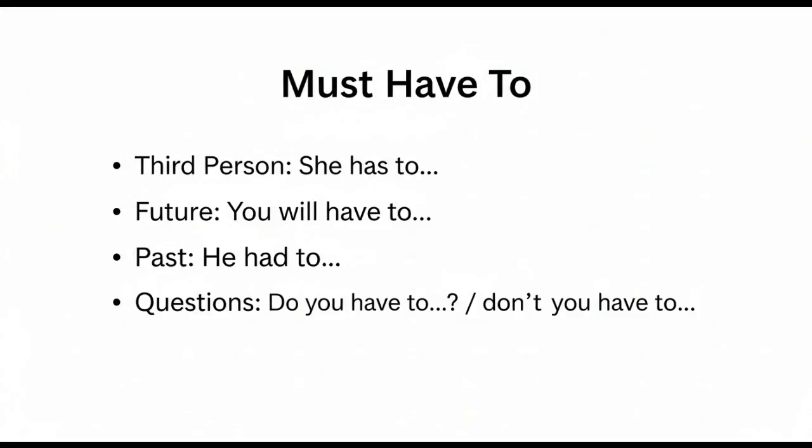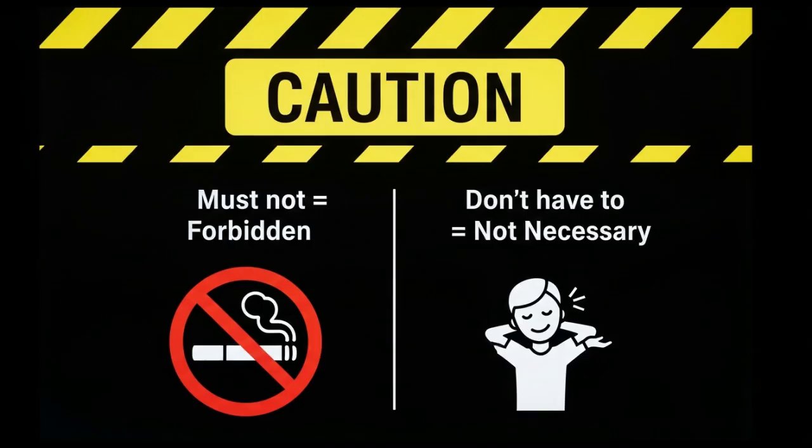Now, let's look at how it changes. Third person. She has to finish her report today. Notice the has. Future. You will have to wake up early tomorrow. Past. He had to walk home because he missed the bus. For questions, use do or does. Do you have to work on weekends? Negative question. Don't you have to call your mother?